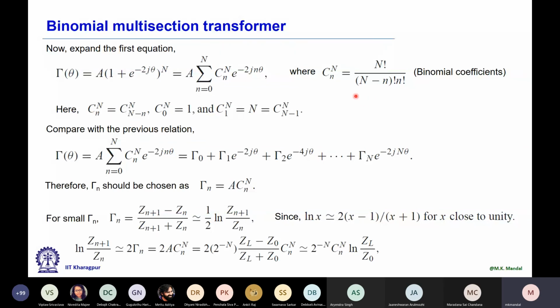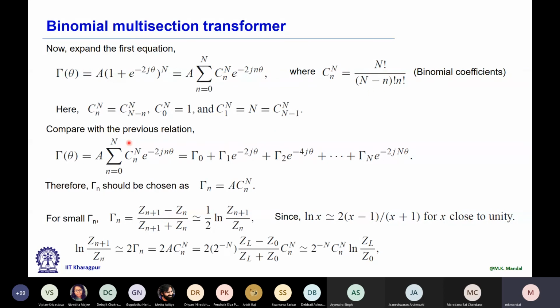Now what about C0, the first term, C0n? So C0, that means small n is 0, factorial 0 is 1, so it becomes 1. C1n, if I put the value, is factorial N divided by factorial N minus n, small n factorial. So all the other remaining parts cancel out, and we have only capital N. The same thing is true for Cn minus 1, right? So we have these relationships from the binomial coefficients.